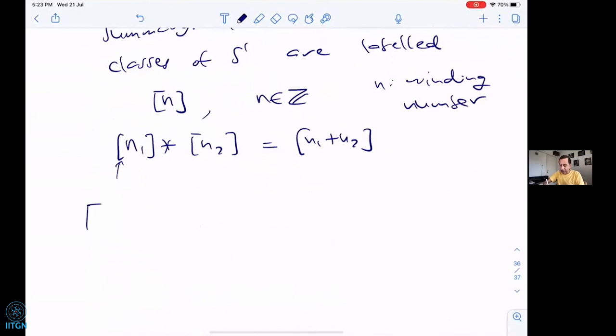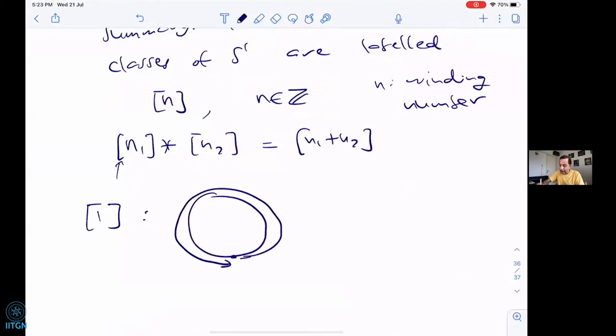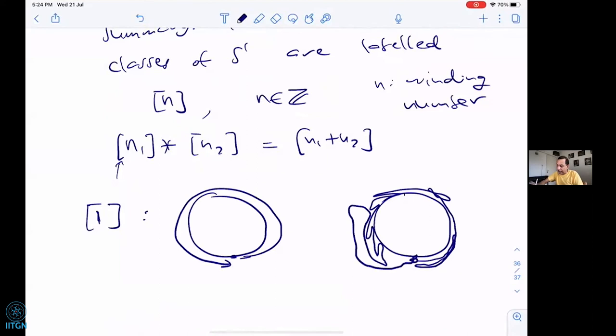So for example, the class one has a simple map which just starts here, goes this way and comes back. Okay, this is the class n equals one. But it also has another map. This is the original circle, and I'm just drawing the other map. It starts here, then after some time it comes back, retraces itself, then it goes again, it retraces itself a few times like that. And after enough time, basically after unit time, it comes back to its starting point.